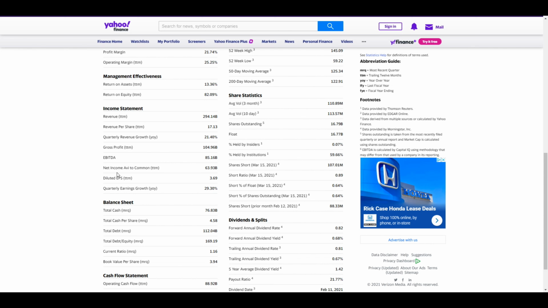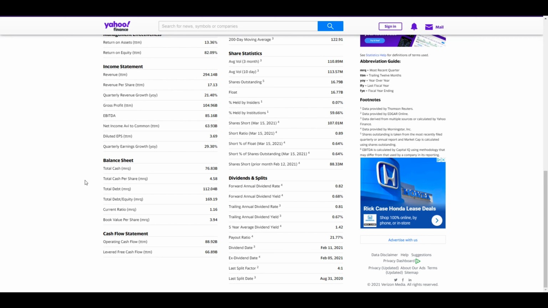Next, we have the net income available to common. So I really don't know what this one is, to be honest with you. Diluted EPS, quarterly earnings. So it's the quarterly earnings growth as compared to a year ago. And you can see that it has grown this quarter by 29% as compared to last year's quarter. So this is pretty good. You can see that quarterly revenue growth was 21%, quarterly earnings growth was 29%. So you can see that the company is growing both revenue and earnings by a similar amount.